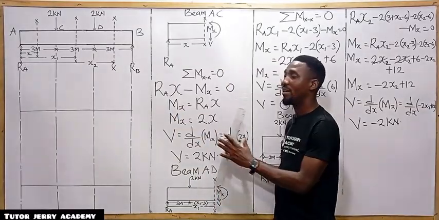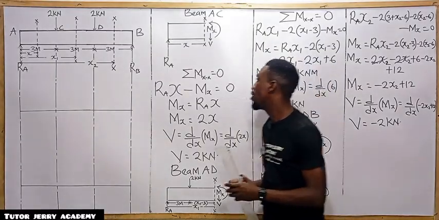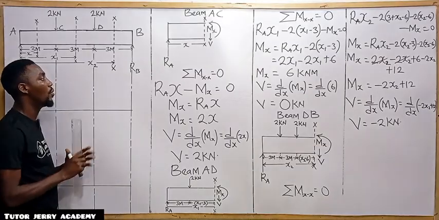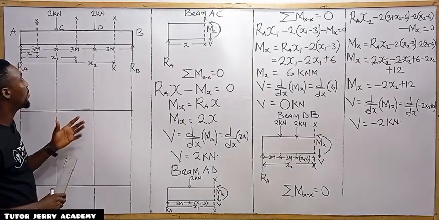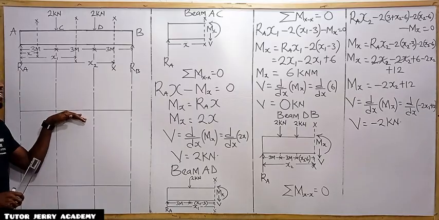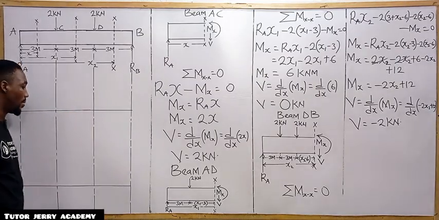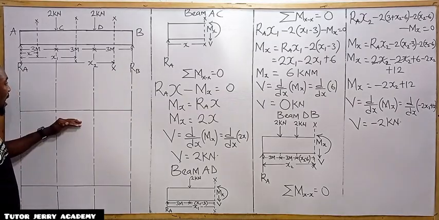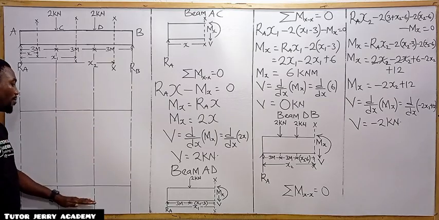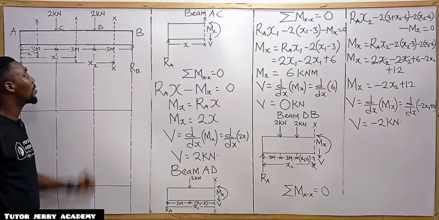All right, so let's draw the shear force and the bending moment diagram. All right, so you have to pay attention here. For us to draw the shear force and bending moment diagram, the line here is the reference line for our shear force. The line here is the reference line for our bending moment. And above and below both lines, above is positive, below is negative. All right. Now, what you are going to note here is this.